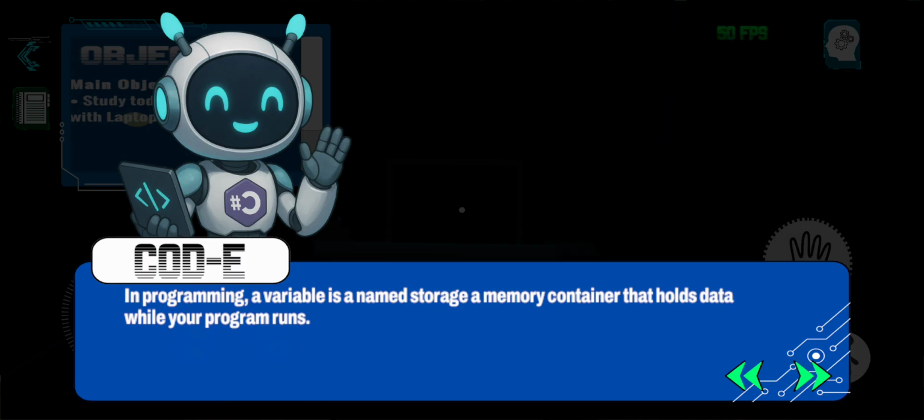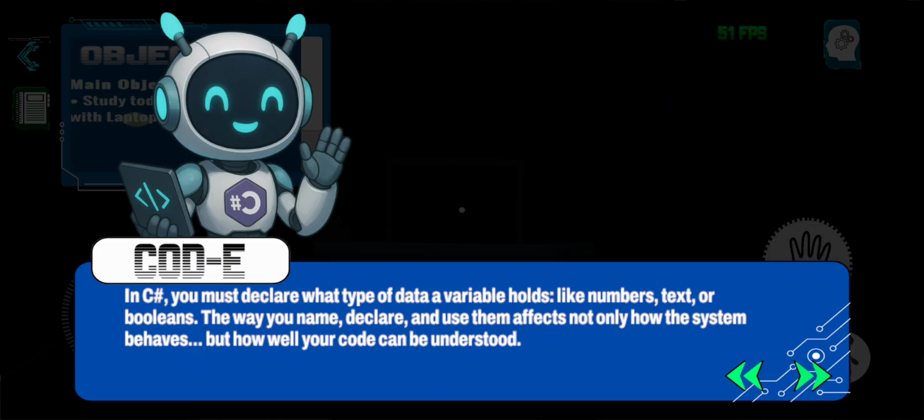In programming, a variable is a named storage, a memory container that holds data while your program runs. In C#, you must declare what type of data a variable holds, like numbers, text, or booleans. The way you name, declare, and use them affects not only how the system behaves, but how well your code can be understood.